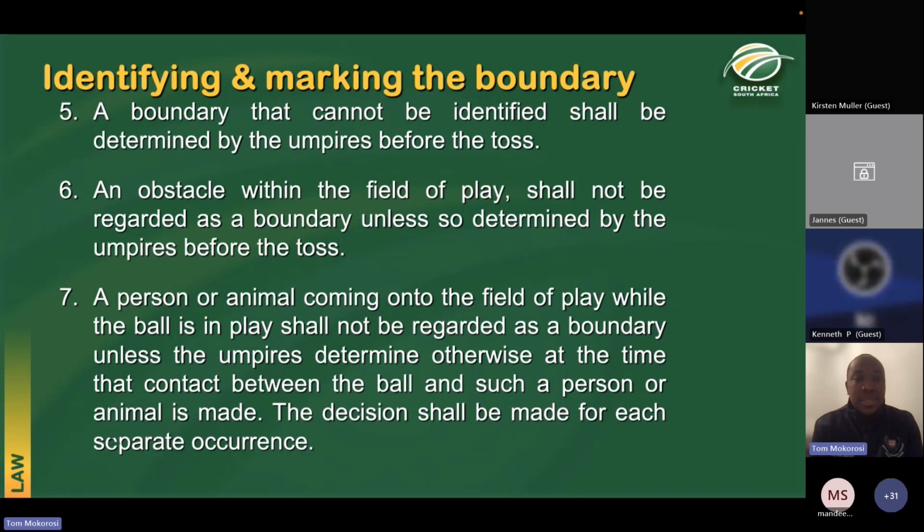If the umpires decide that the ball would not have gone on to the boundary, then play continues and the batters can carry on running and the fielding side can carry on retrieving the ball. Quite importantly, there is no fixed decision here as to whether it's a boundary 4 or not. Each decision shall be made for each occurrence of an unauthorized person or animal coming into contact with the ball on the field of play.